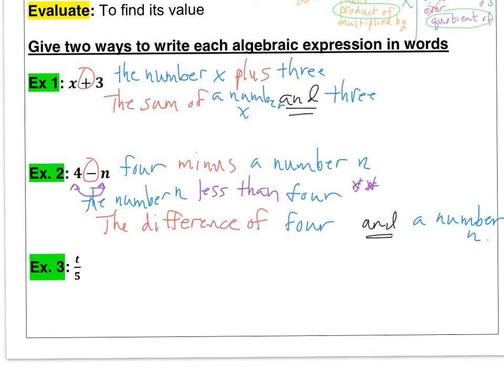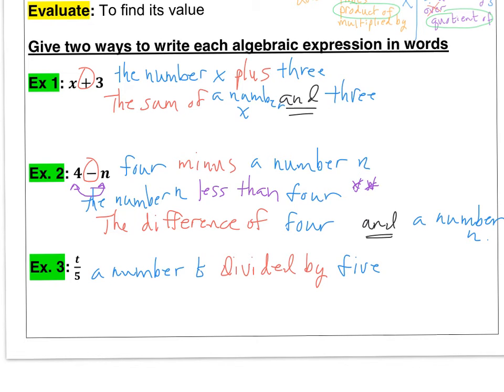So we did 3 for example 2. Then for example 3, remember we cannot do a number t over 5. You're not allowed to use the word over. So low level words would be a number t divided by five.